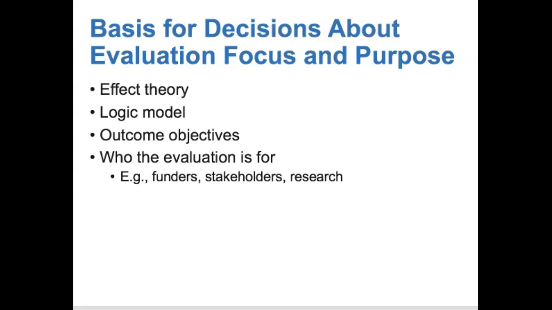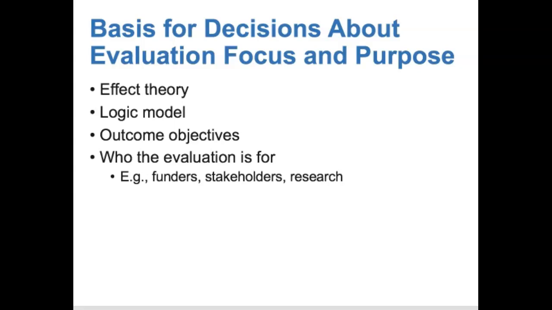When planning an evaluation, the first step is to decide which questions the effect evaluation should answer. The effect theory, logic model, and outcome objectives are all planning tools which can help form the basis for decisions about the focus and purpose of an intervention evaluation. The typical reason for doing an evaluation is to determine the effect of the program on program recipients. But you may be doing an evaluation for the funders or stakeholders of a program or for other research purposes.